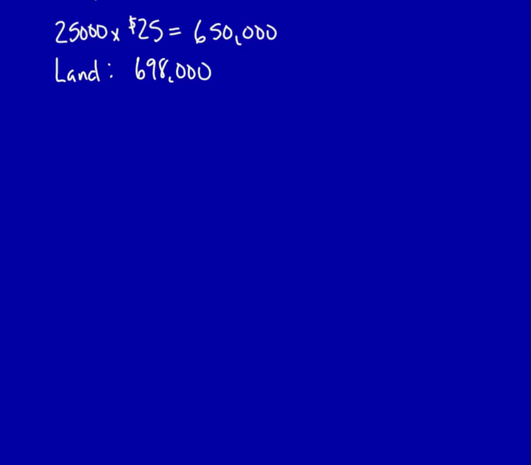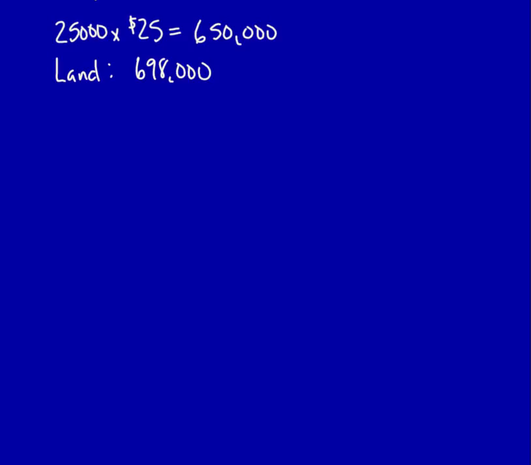First, we purchased land in exchange for common shares. Notice that we have two values. 25,000 shares at $25 each is equal to $650,000. But we also have the land value. We know that the fair value is $698,000. The question is, which value do we use?